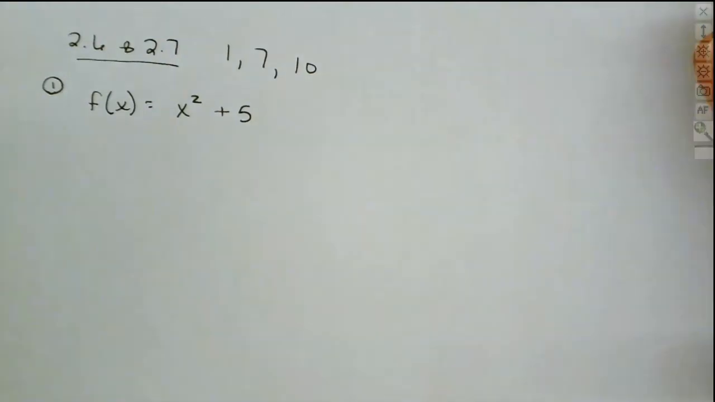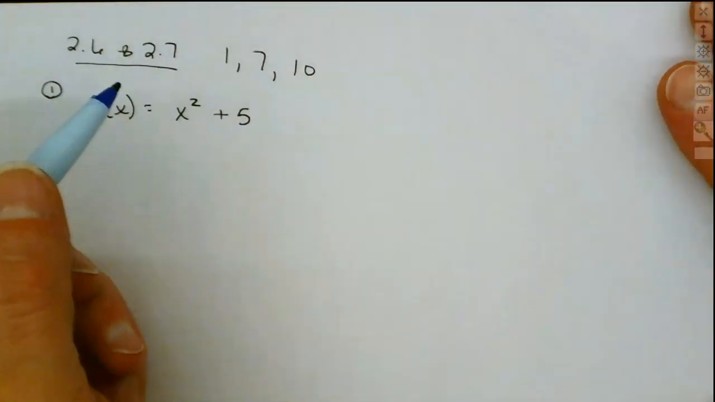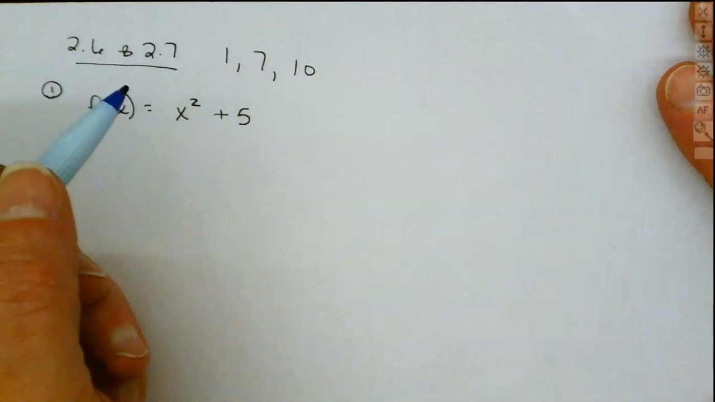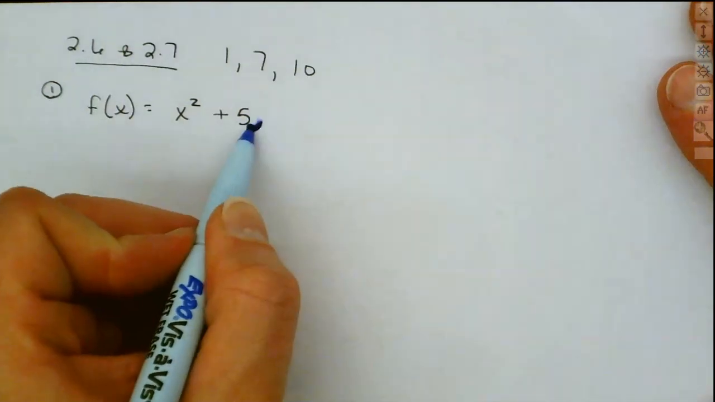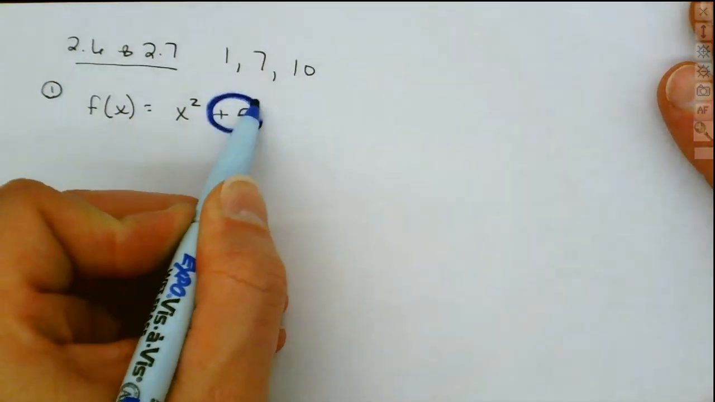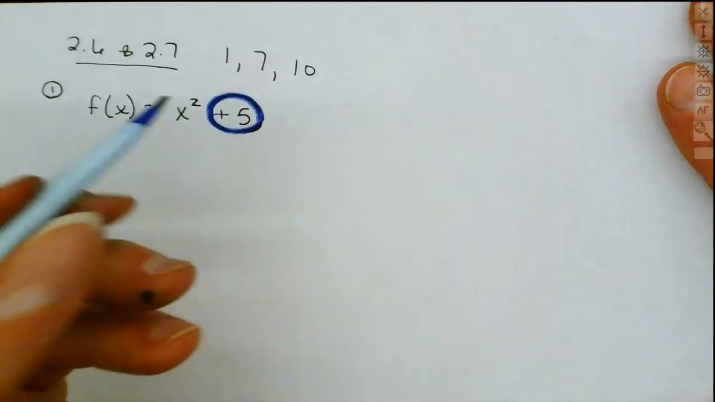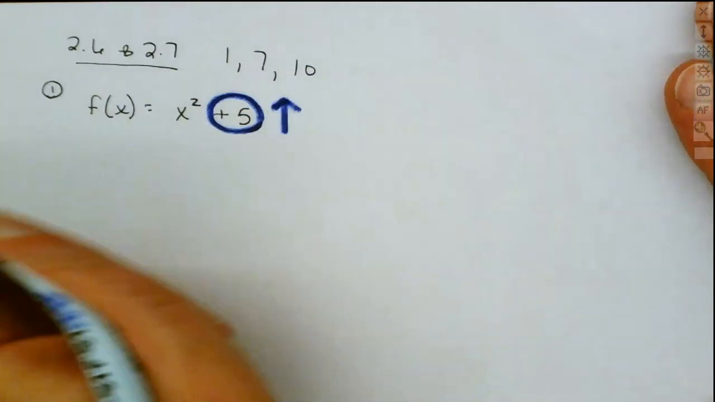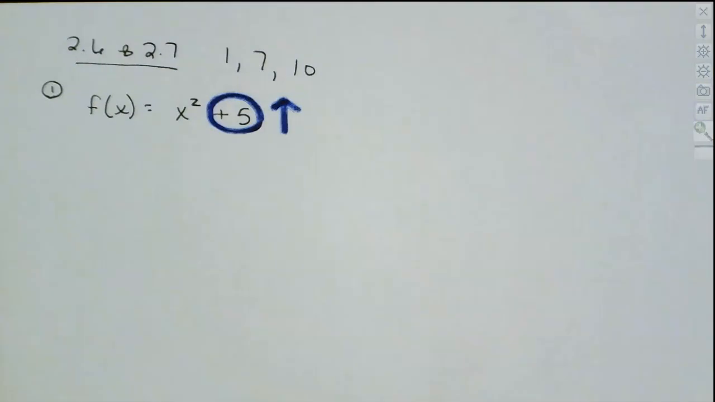Okay, the 5 is located on the end, right? And what do we know about numbers on the end? Numbers on the end either move it up or down. So this 5 is on the end. It is positive. So what's that going to do to my graph? Okay, that's going to shift my graph up 5 units.